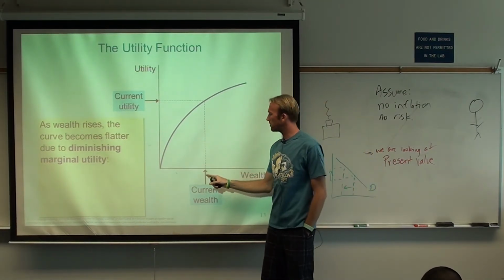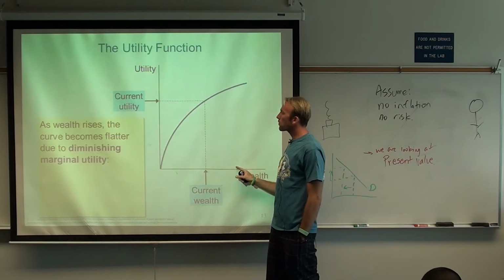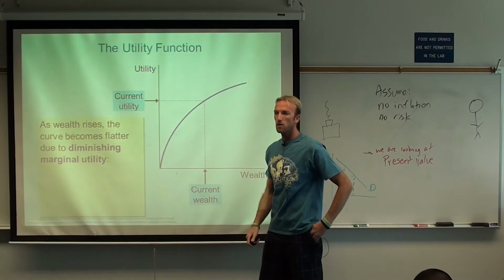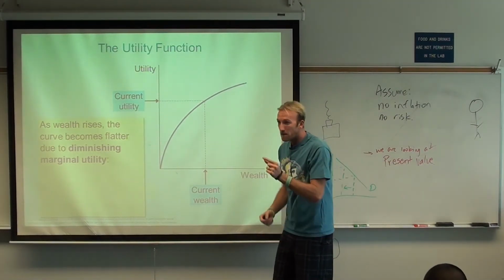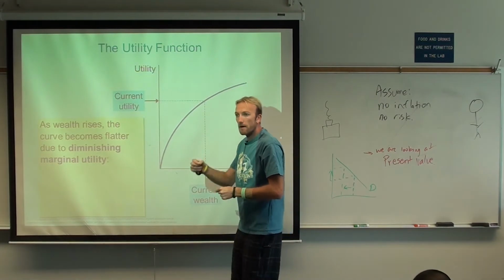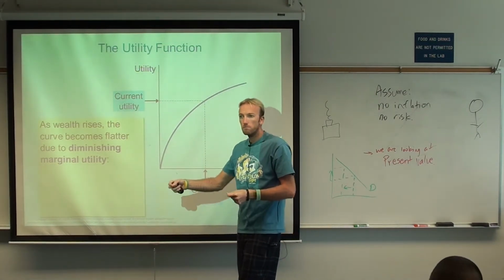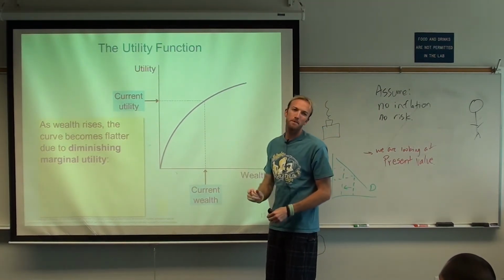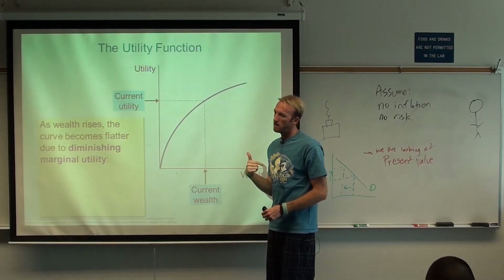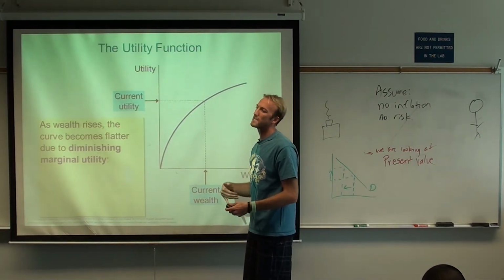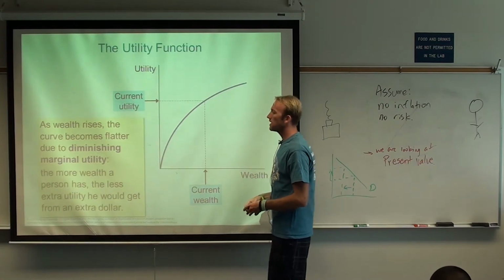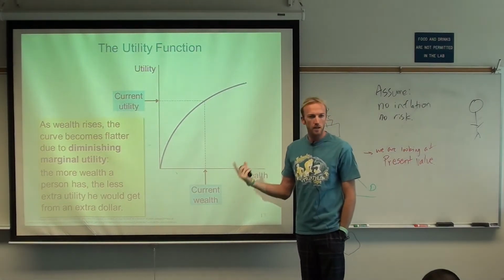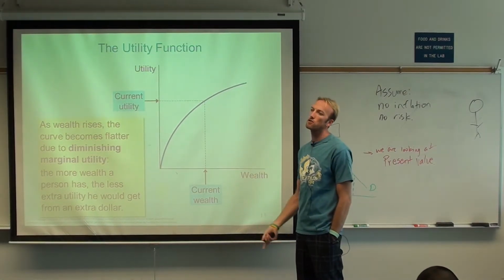Oh, before we do the gamble, as I get more wealth, my happiness goes up but slower. That's called diminishing marginal utility, right? Marginal utility means how much extra happiness do I get? How much extra utility do I get? That's what marginal means. And diminishing means each time I get an extra dollar, it makes me less happy than the one before it did, right? So the more wealth a person has, the less extra utility or extra happiness you get from every additional dollar.